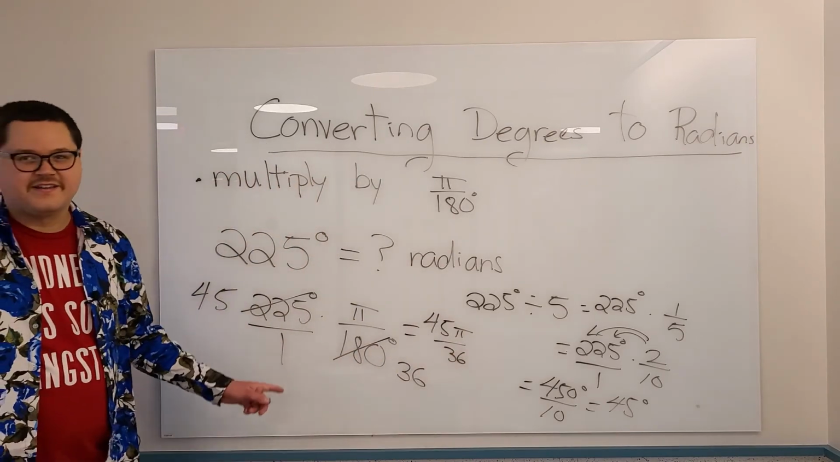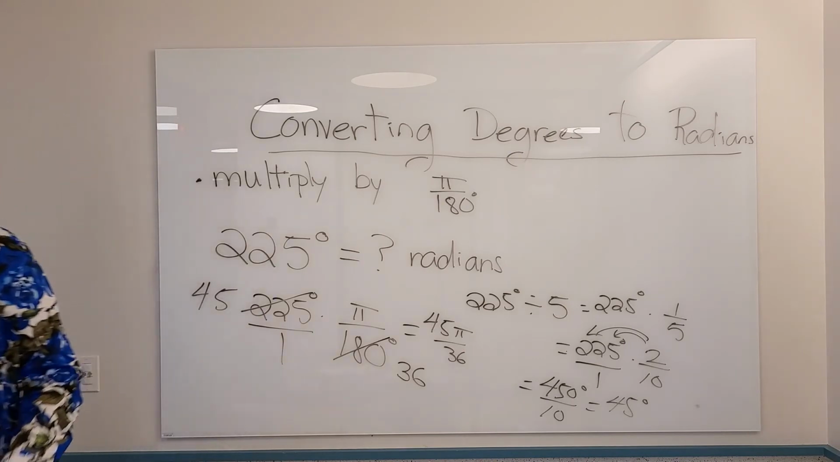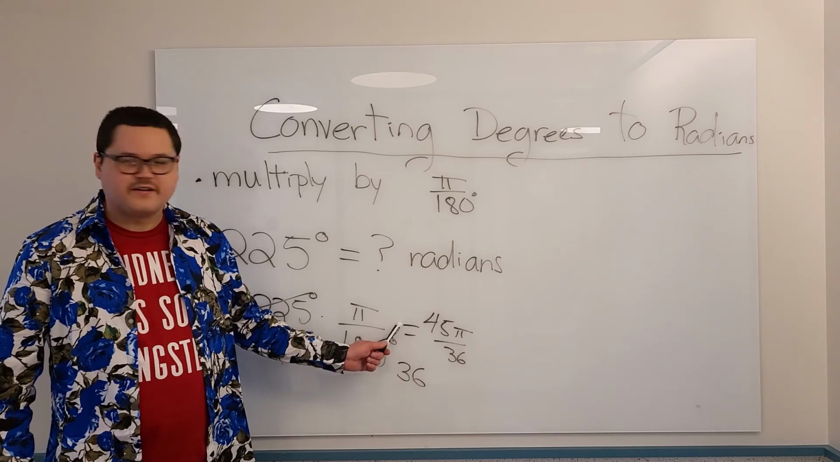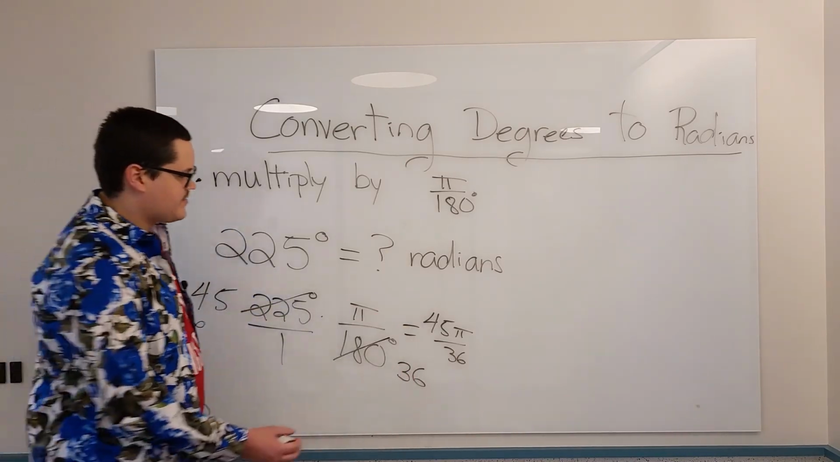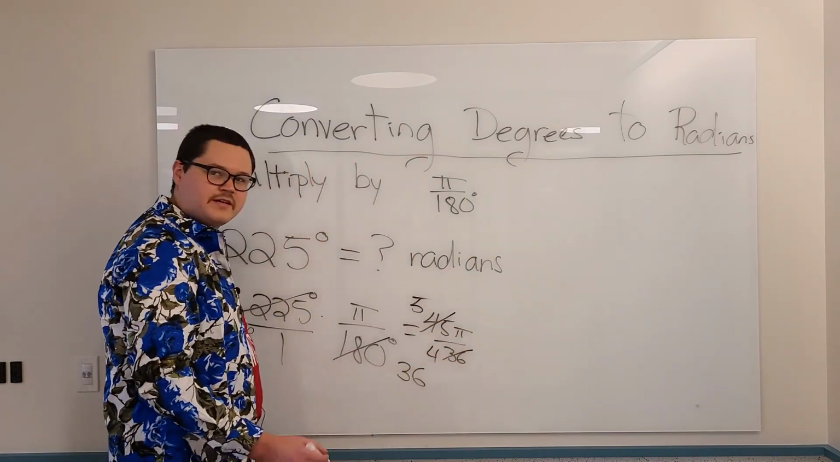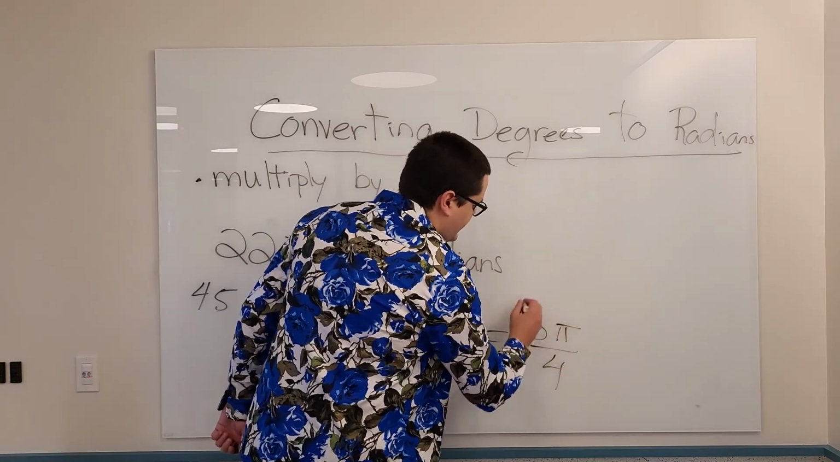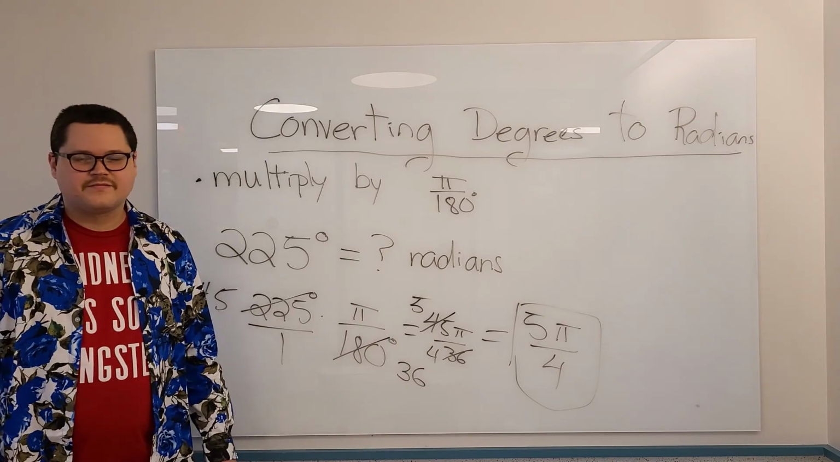Are we done? I think not. It's not the answer we had before. So there's a little bit more reduction we can do here, because 9 goes into both of these. So 9 goes into 45 5 times, goes into 36 4 times. So we end up with 5 pi over 4 radians, just as we got last time. Hooray!